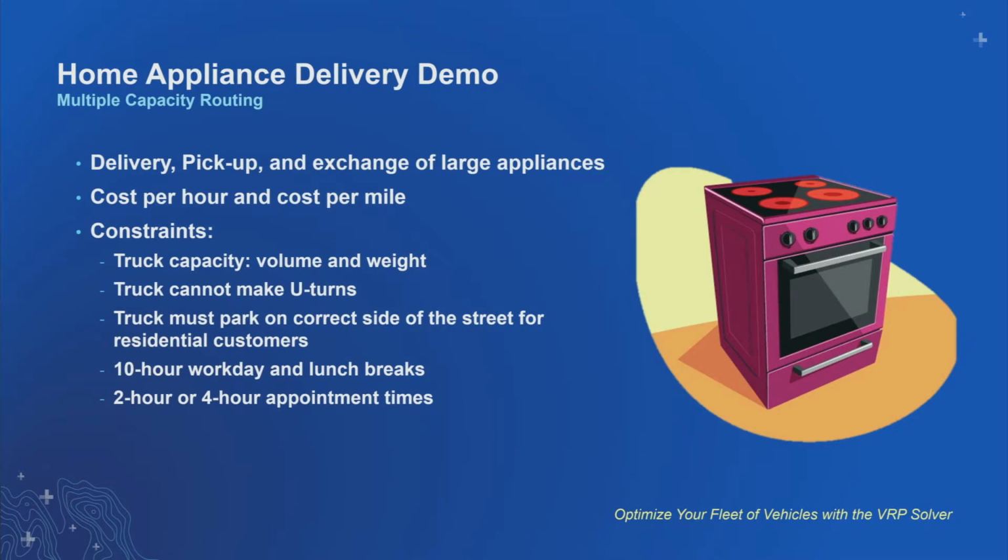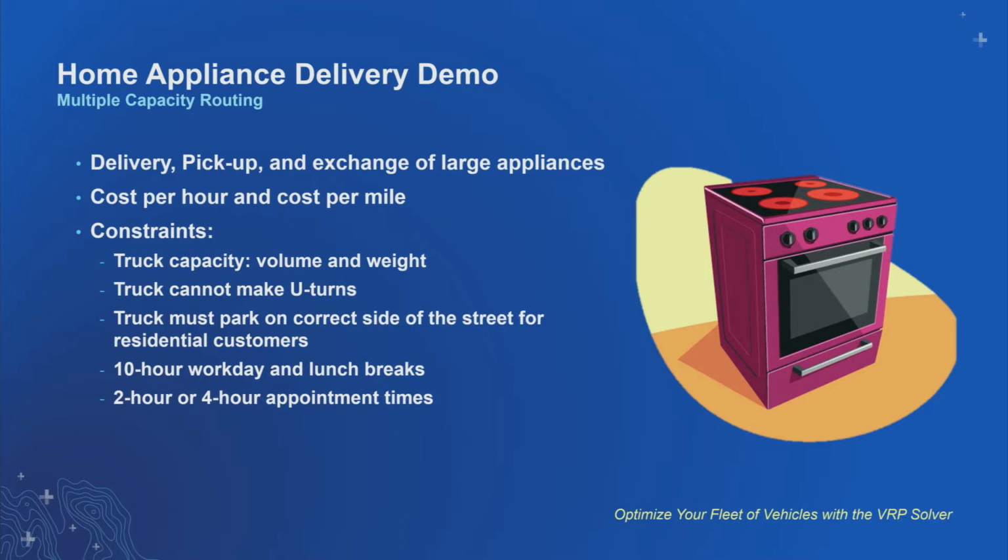So we'll jump right into our first demo. For this, we're going to be looking at delivering large home appliances. So there will be delivery pickups and some exchanges. They want to track both the cost for the driver and the vehicle, so we're going to model the cost per hour and the cost per mile. Because these appliances are both large and heavy, we need to make sure we don't overload the truck in both volume and weight, so we're going to model both of those within this problem.